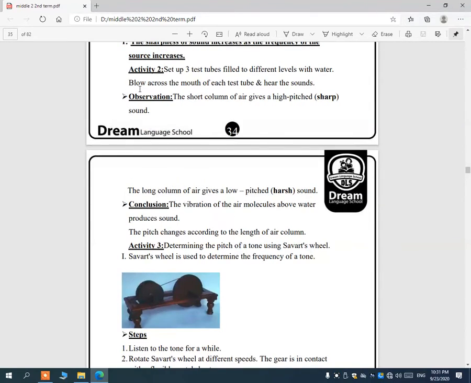Activity number 2. If we have two test tubes and we put water in both of them, number one will have a large amount of water, but number two will have a small amount of water. So the air in number two is larger than the amount of air in number one.